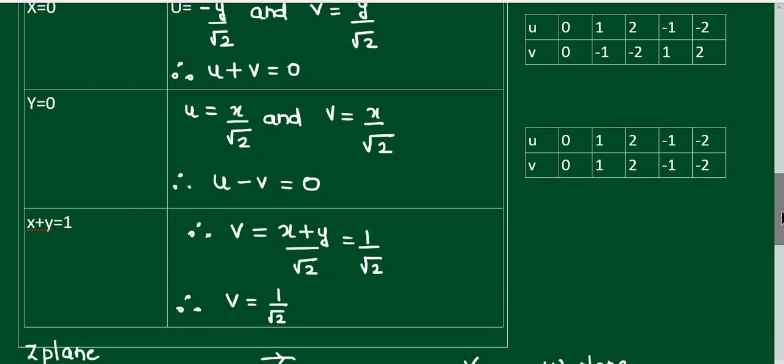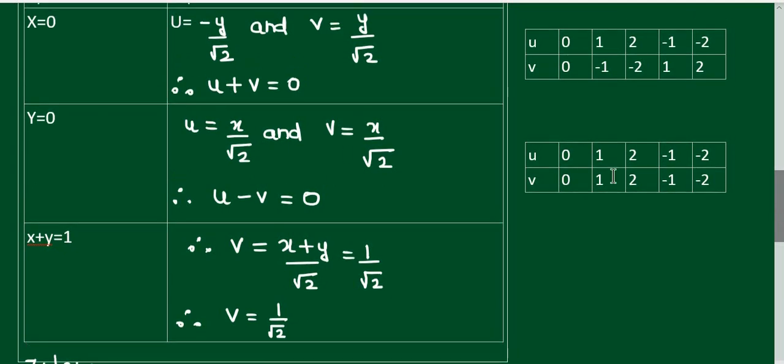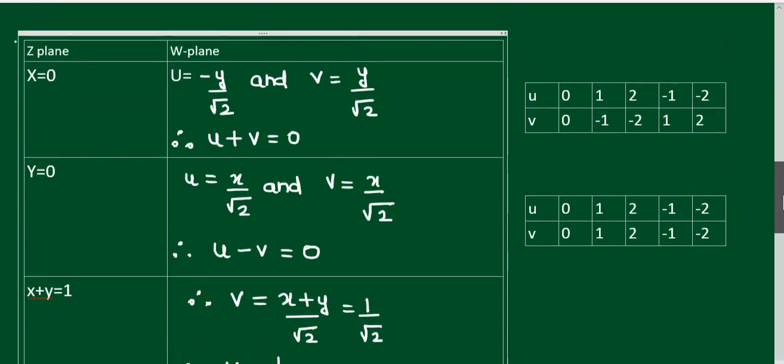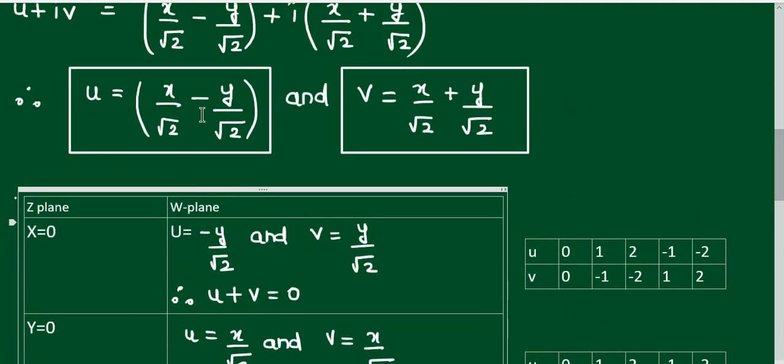In this table, we are going to find out the images of 3 equations, x equal to 0, y equal to 0 and x plus y equal to 1. Now, put x equal to 0 in the above found equations. So, when you put x equal to 0, you get u is equal to minus y by root 2, and also we have x in this equation. So, put x equal to 0 in this equation as well. So, v is equal to y by root 2.